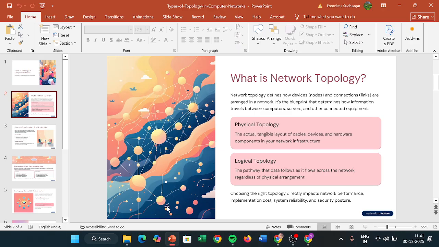Actually, it is divided into two types. One is physical topology, and the second one is logical topology. The physical topology is the physical layout of the cables and devices. Logical topology is how data moves across the network, regardless of the physical layout.